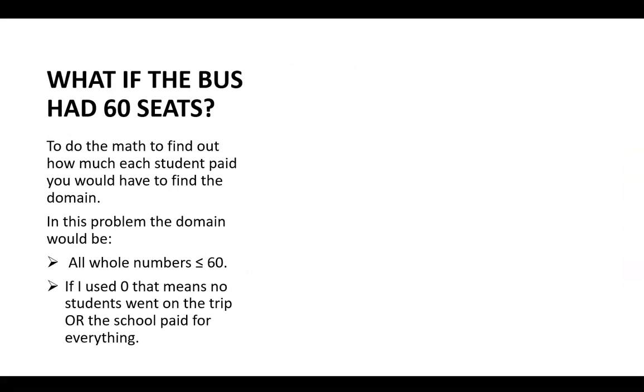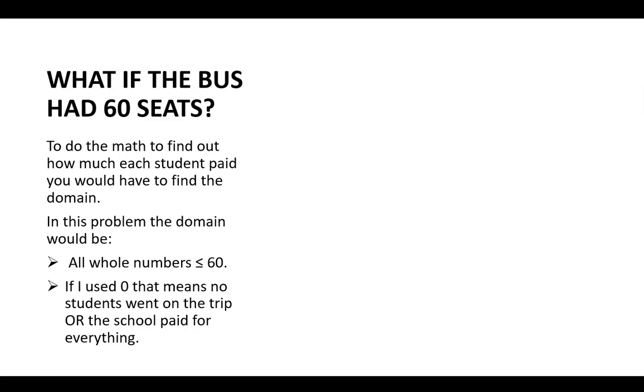Okay, so here's our domain. We did our mathematical model, and in this model, I gave you a restriction here. Your bus has 60 seats. So we would have to write the math out. Our ultimate goal is to find out how much each student is going to pay. But remember, our model would involve a domain.